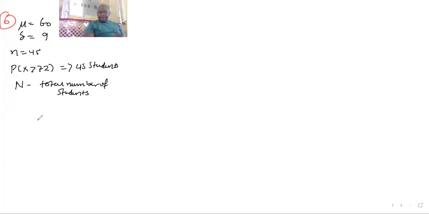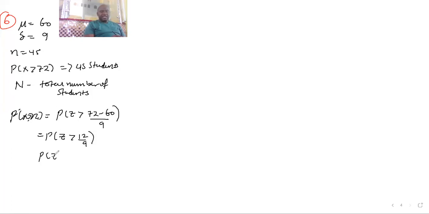Now, here we are, and we need to find the probability of those students, whereby, because they have said probability of X is greater than 72, standardize this. You'll have probability of Z is greater than 72 minus 60 divided by 9. You'll get probability of Z is greater than 12 out of 9, which is the probability of Z is greater than 1.33. The table reads to 2 decimal places, so that's where you can stop.